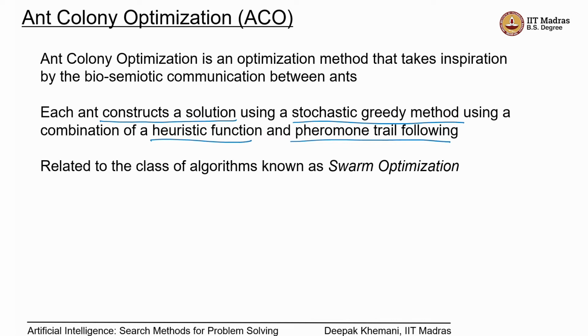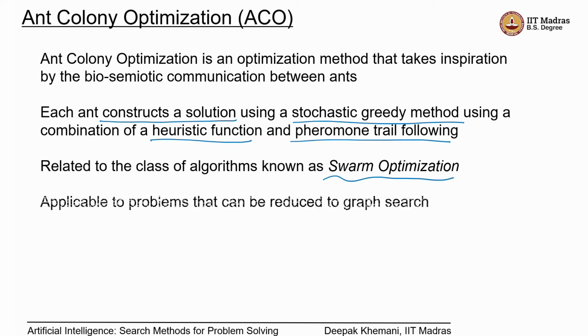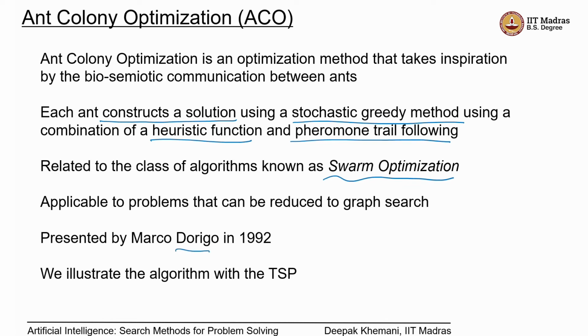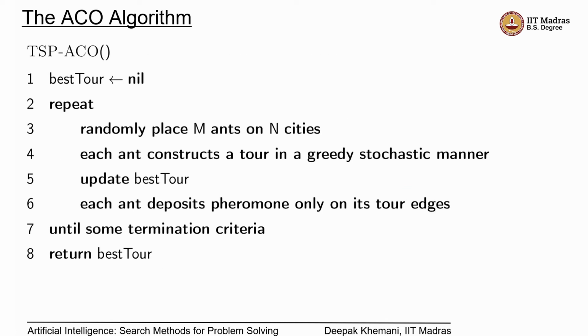This is related to a class of algorithms also known as swarm optimization, how swarms of simple creatures behave in an emergent fashion. It's easily applicable to problems that can be reduced to graph search. It was presented by Dorigo in 1992, and like he did, we will illustrate this algorithm with the example of the traveling salesman problem. So this is the problem for the traveling salesman using ant colony optimization, ACO as it is known. So initially, of course, we don't have a best tour. How do we do this?